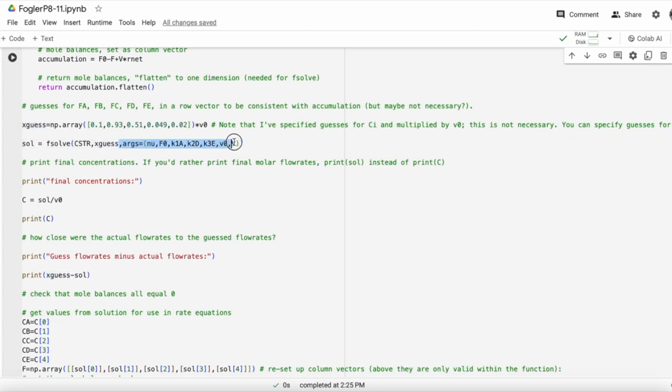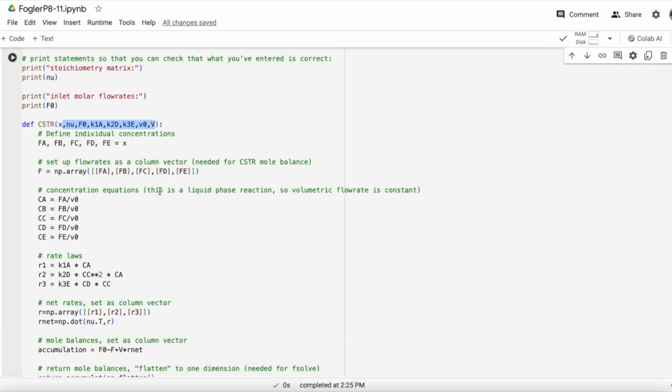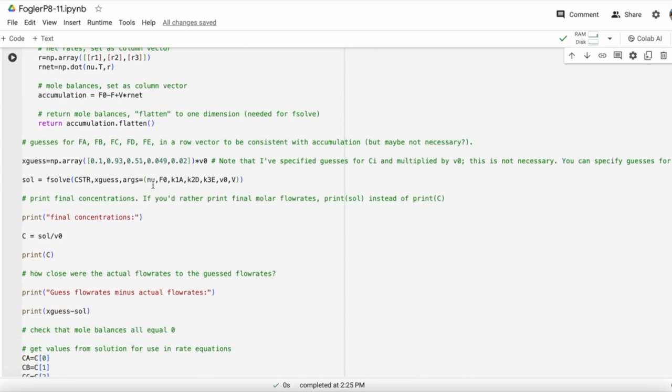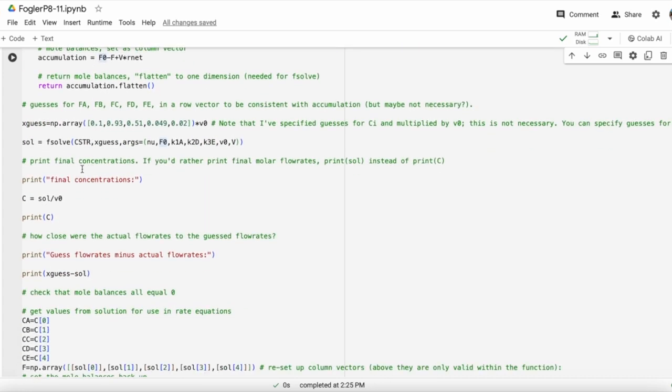Anything beyond here, this is basically information that I've defined in my function. I essentially just copy this information. So I don't copy in the X, but I'm going to copy in the other things that the CSTR function draws. So basically, the CSTR function is drawing that information from elsewhere within this code. So I include this both in the arguments here and also when I call the function here.